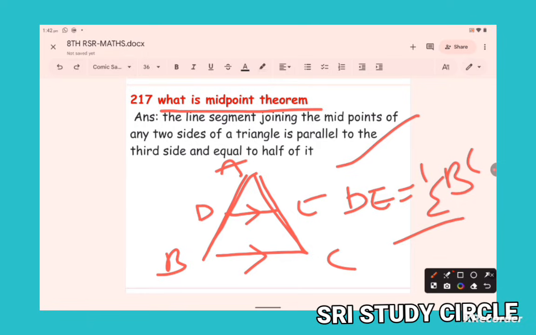So DE is parallel to BC and DE is equal to half of BC, where D and E are the midpoints of the sides AB and AC respectively. Okay.